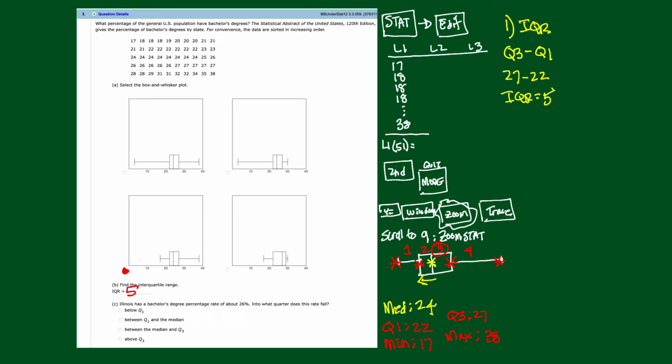So what are they giving us? Look how they give it. We're not below Q1. We're not between Q1 and the median. We're between the median and Q3, right? The median and Q3. So they're asking us to do it that way. So I'm going to claim that answer.